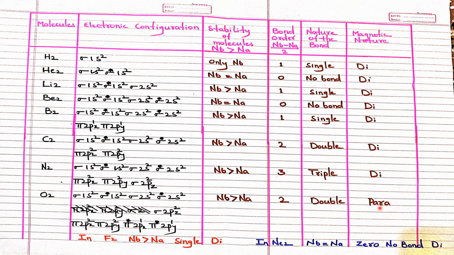In the same way, you try for the F2 also, try for the Ne2. I have given the clue and you keep practicing. And in tomorrow's class, we will go to the last part of chemical bonding. Then we will wind up.